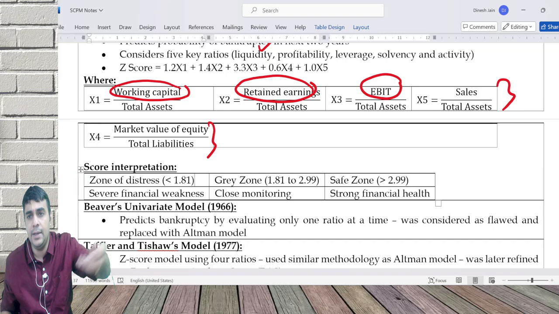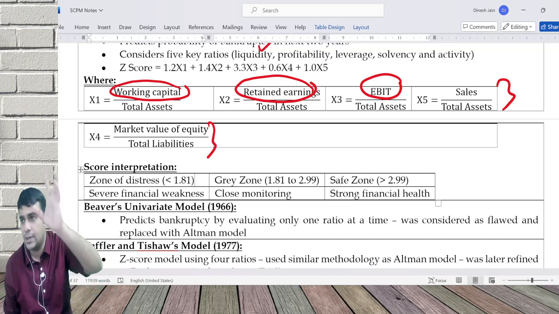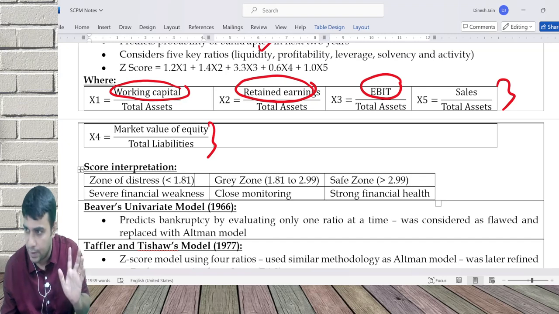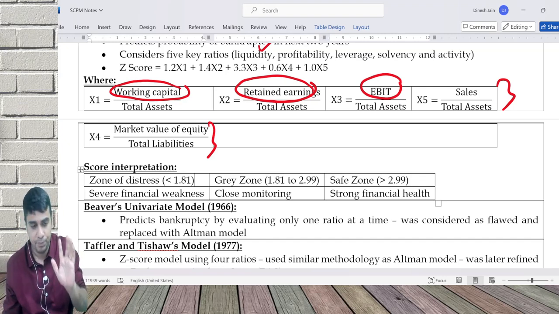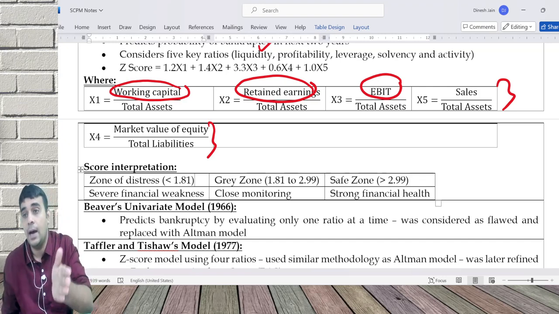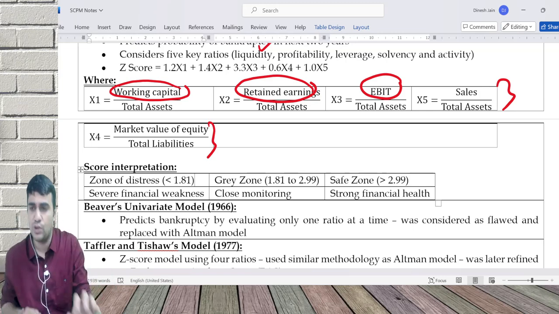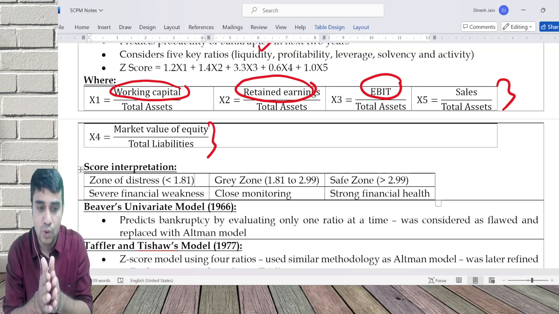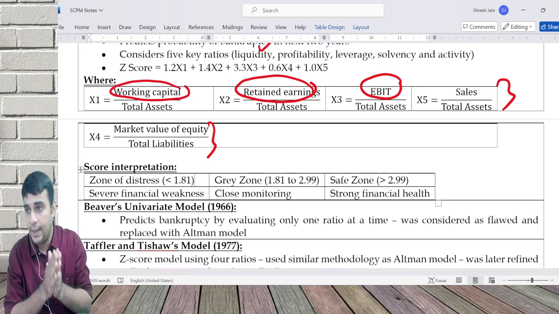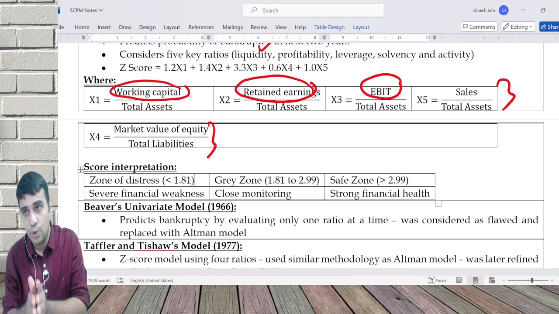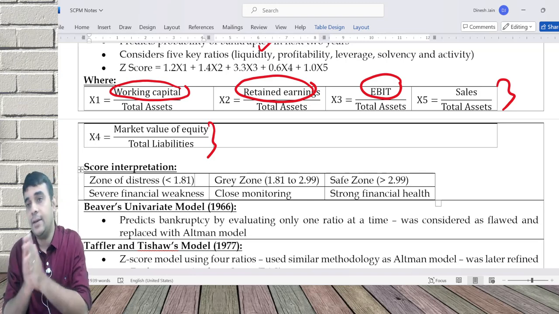If you are personally interested, take any company and do their score. Any listed company's financial statement will give you all the data. Then there are other models also. First let's close this, and then I'll come to the other models. Understand the score: less than 1.81, 1.81 to 2.99, greater than 2.99.